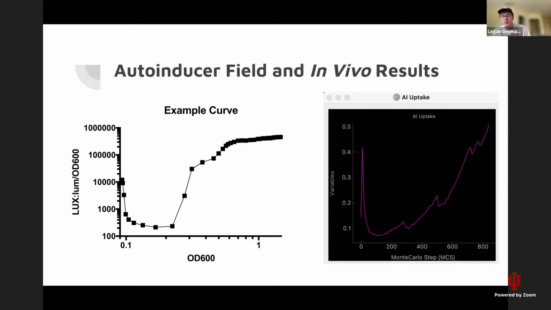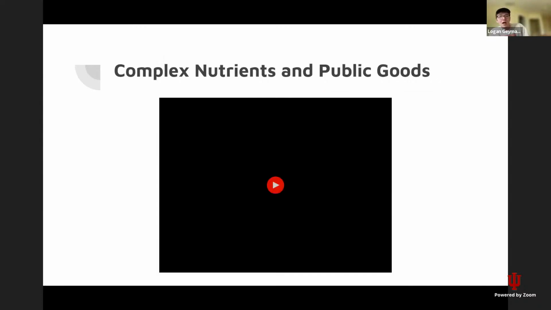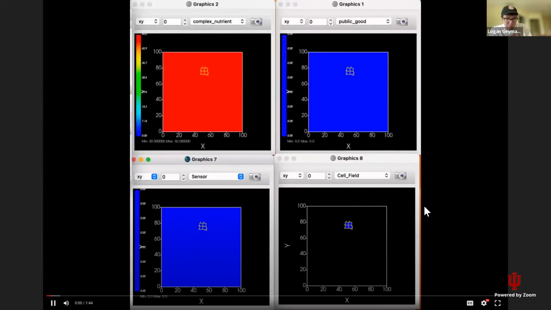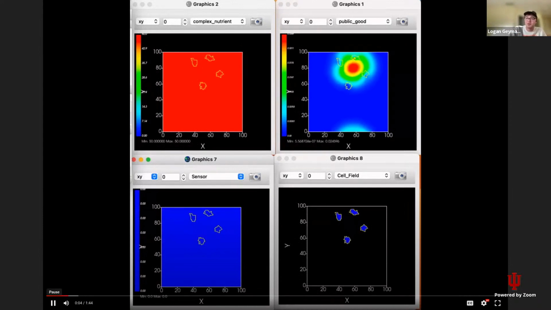And then Nick, if you want to go to the next slide for me. Next was that inverse relationship I was talking about. You can see four different fields here. Top left, we have complex nutrient. Top right, we have the public good. Bottom left, the sensor. When you see cells turn red, that means they become quorum sensing active. And then in the bottom right, we have the cell field.